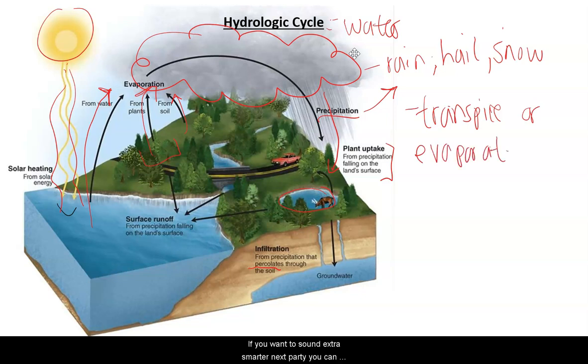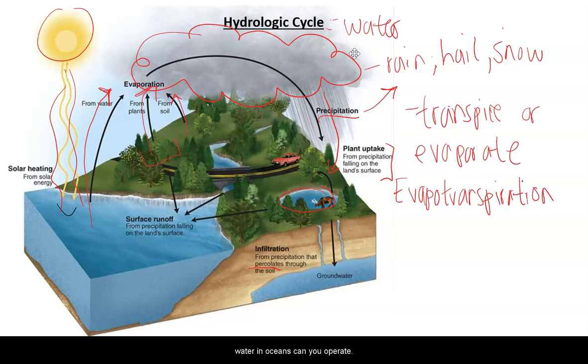And if you want to sound extra smart at your next party, you can tell people that water does something called evapotranspiration, which is pretty much what I just went over with you, that plants give off water via transpiration or from water in oceans being evaporated. That's called evapotranspiration. So it's pretty much just combining these two things to explain the whole process from once it rains, the lakes, the plants, and the soils give off water. That is all called evapotranspiration.